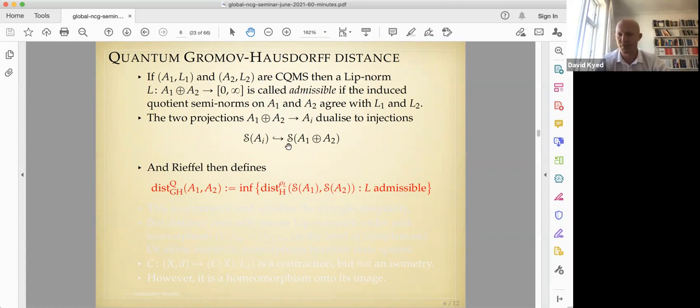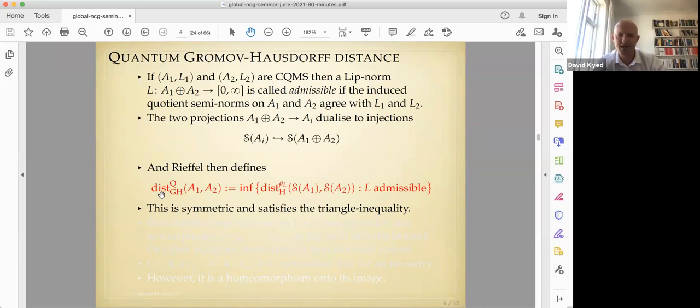There are, of course, some things to be checked. For instance, that you can always find such an admissible semi-norm so that the infimum is not infinity, but this is all fine and good. And you can also check, it's not particularly difficult to see, that it is symmetric. And with some care, you can also prove, and Rieffel did this, that it satisfies the triangle inequality. So we are well on our way to having a reasonable distance function on these quantum metric spaces.